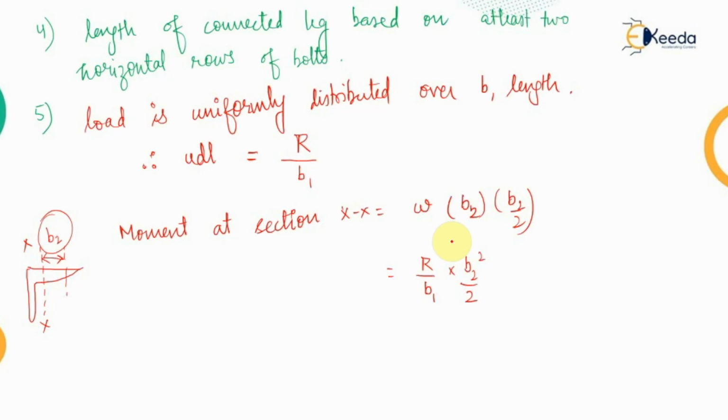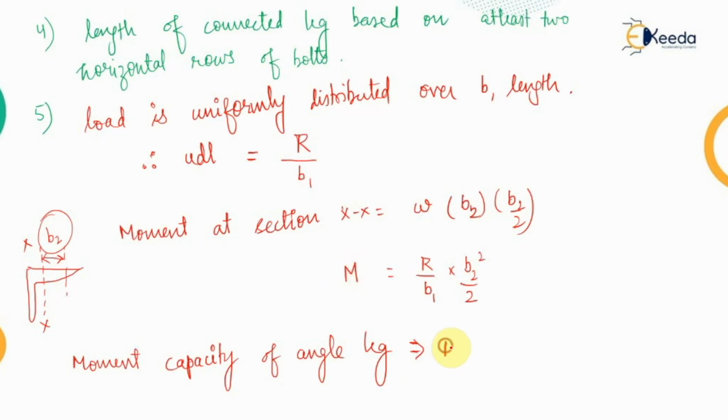Now we need to equate this value with the moment capacity of the angle. So the moment capacity for the angle leg, we denote as MD, and that is given by 1.2 times Fy into ZE, that is the elastic section modulus, divided by gamma m naught, that is the partial factor of safety. Now from here we will equate these two values and compare whether the moment capacity is more or the moment at the section is more.